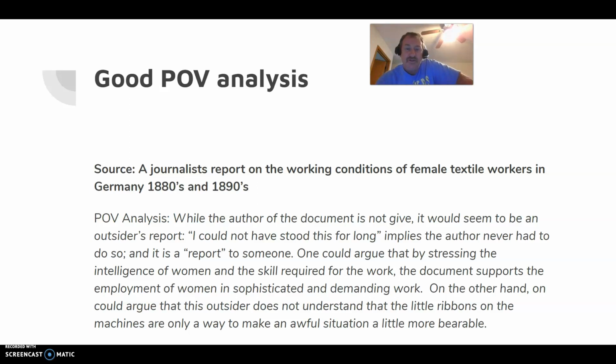Here are some good sentences that you could write. Very detailed, they cover multiple parts of it. It implies that you have dug deep and you're reading it for content, but you also know what you're talking about. So in this example, some of the things I like is that they quoted. I don't really like the quoting, I tell you not to do that for the source information, but here in the point of view, it's a little bit better. "I could not have stood this for long."